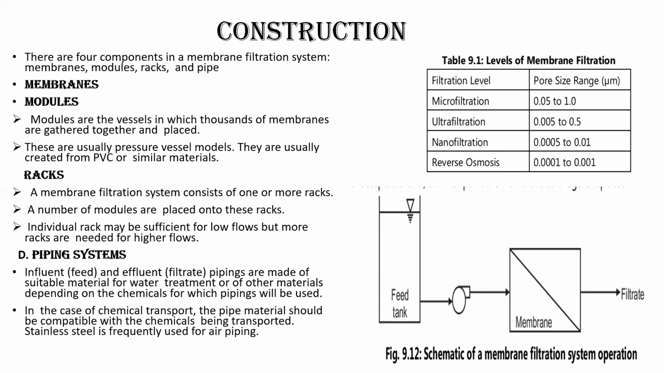Second will be the modules, third will be the racks, and last will be the pipe. So the first compartment is the membrane. There are four types of membranes present in this membrane filtration system, which are present at four levels.